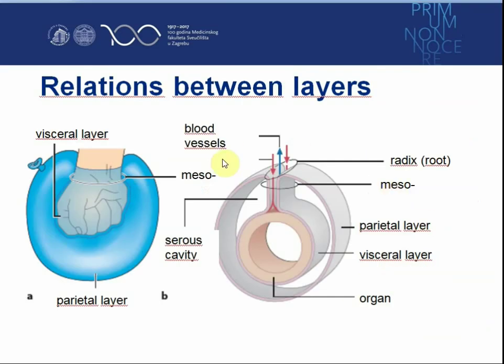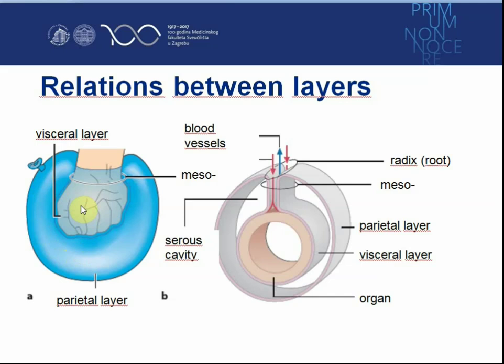The relation between the parietal and visceral layer of the serous membrane is best illustrated by a hand pressed into the inside of an inflated balloon. The outer surface of the balloon represents the parietal layer, which is connected to the wall of the corresponding cavity.